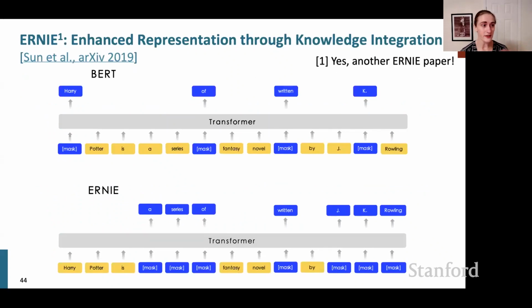So just to make sure we're all on the same page with the different masking techniques, this diagram from the ERNIE paper is comparing what BERT does versus what ERNIE does. The top shows that BERT masks out the subword tokens, whereas ERNIE masks out phrases like a series of, as well as entities like J.K. Rowling.